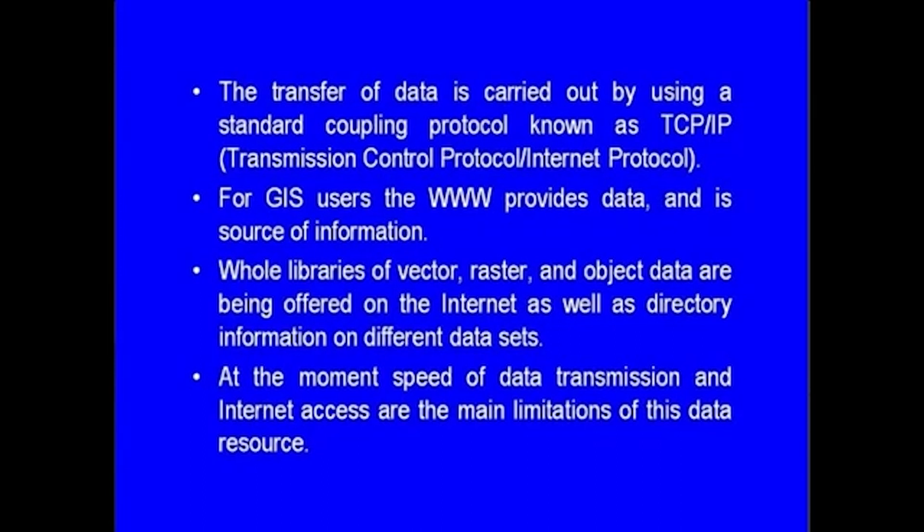For GIS users, the www, that is World Wide Web, provides data and is a source of information. Whole libraries of vector, raster and object data are being offered by the internet as well as directory information on different data sets. At the moment, the speed of data transmission and internet access are the main limitations of this data resource.